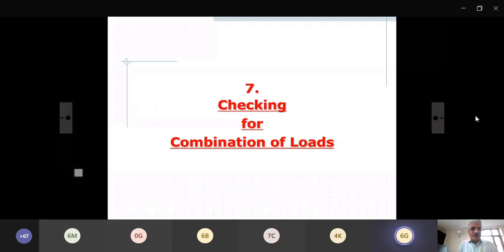Yes, sir. No doubt. Okay. Then the last one or two slides, which is again typical for railway bridges. In other codes, things may be different. This is some sort of relief which you give to permissible loads when you check for a combination of loads. So see, there can be many types of load: wind load, earthquake load.